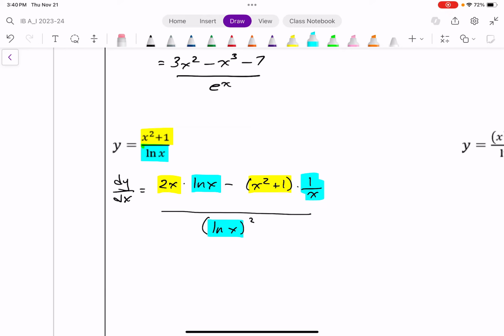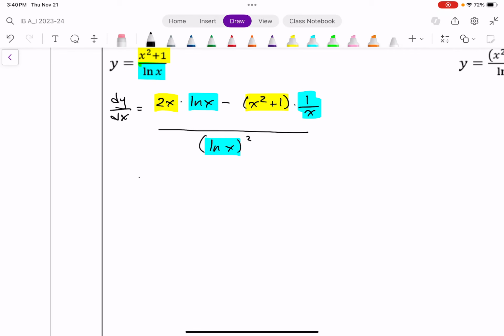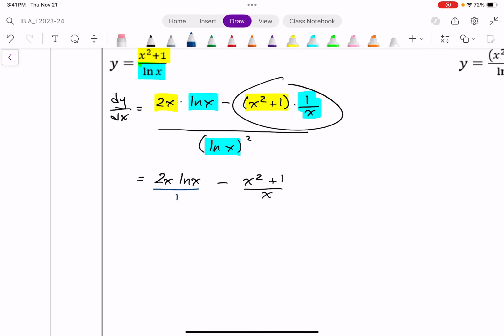That said, while I'm done, I don't really have to simplify it. As an HL student, we should be able to. And so in this case, I will write this. I'll do this in a few steps. I'll write this as 2x ln x minus, I'll write this as a single fraction, x squared plus 1 over x. Keep in mind, I'm just looking at the numerator here. If I want to put these together, I just find a common denominator. So multiply this by x and this by x.